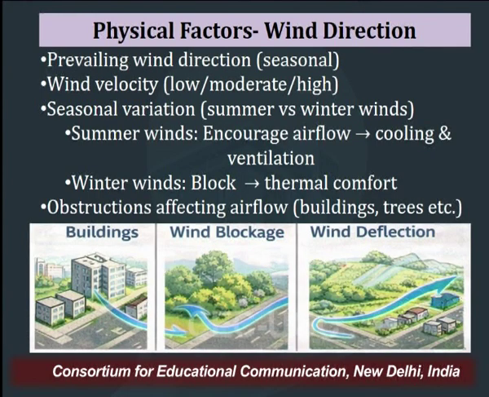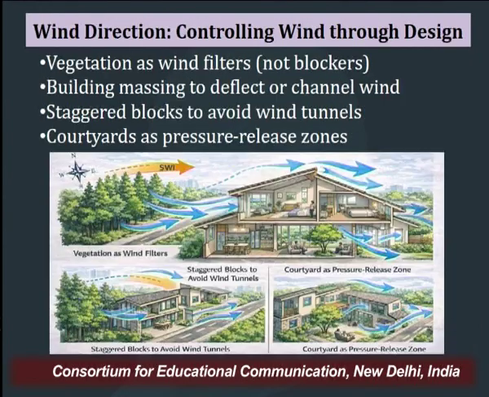So, trees can be a reason for wind blockage, and nearby buildings can be a reason for wind blockage, and due to that the area can be in a no wind zone. So, wind deflections have to be taken care of while designing. Wind direction also helps to control the overall value of a particular house, a particular building, because wind direction is something which has to be taken care of.